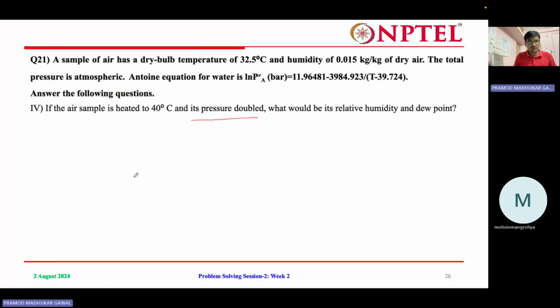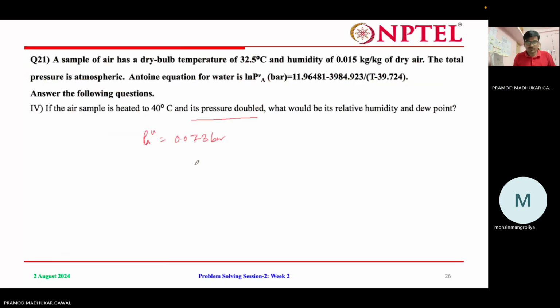So first, you have to calculate the vapor pressure at 40 degrees Celsius. So I calculated here PAV is equal to 0.073 bar. Because we have to calculate the relative humidity. Relative humidity formula is partial pressure divided by vapor pressure. Right.